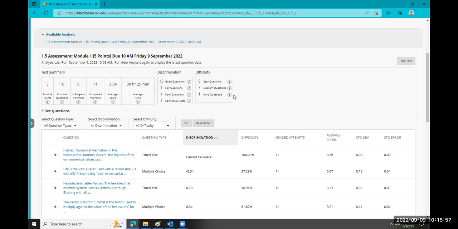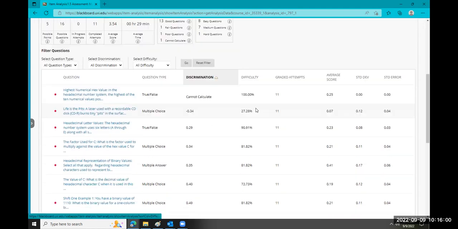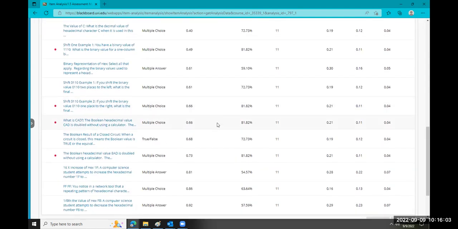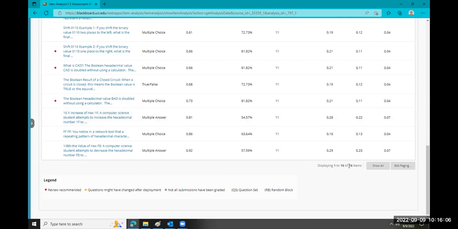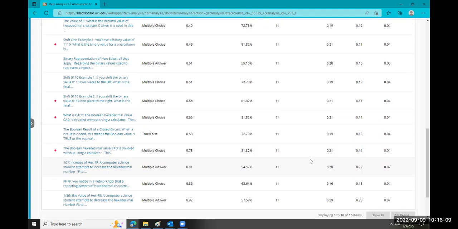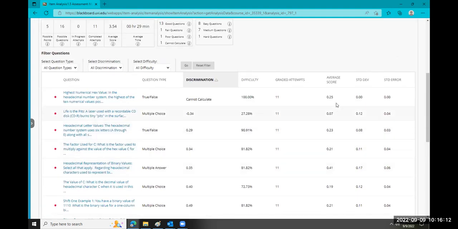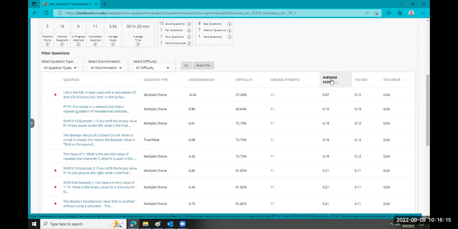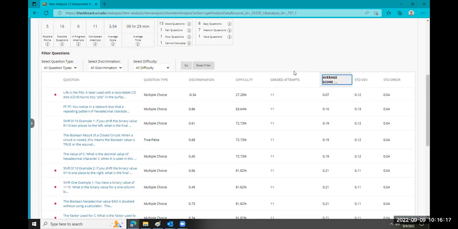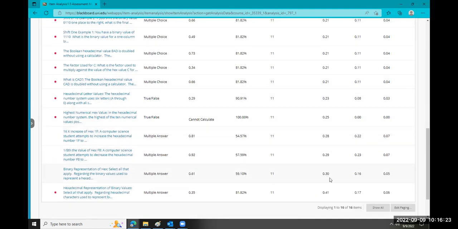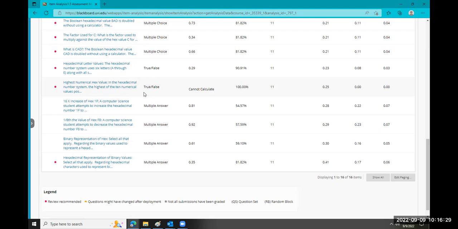But in any case, here's the thing that really helps. You want to show all the questions on the screen, and you'll notice that we're displaying one of 16 items. So we have all of our items on the screen, but what we haven't done is checked for the average score. I'm going to sort by average score from worst to best. So I'm going to look down this column, and if I had an average score for a true false that was worth 1/4 of a point, and everybody got it correct, 100% got it correct. See that?